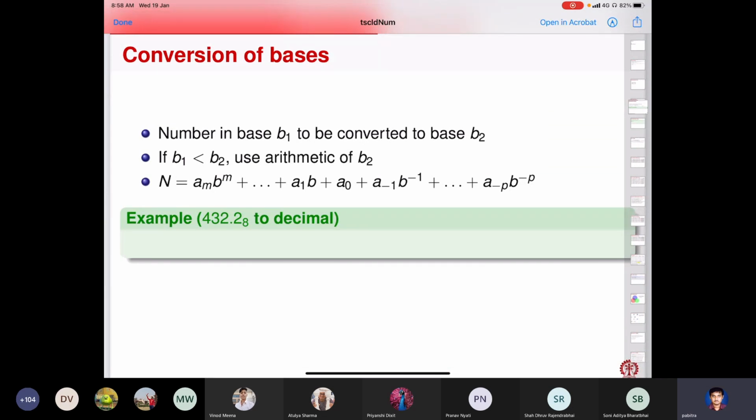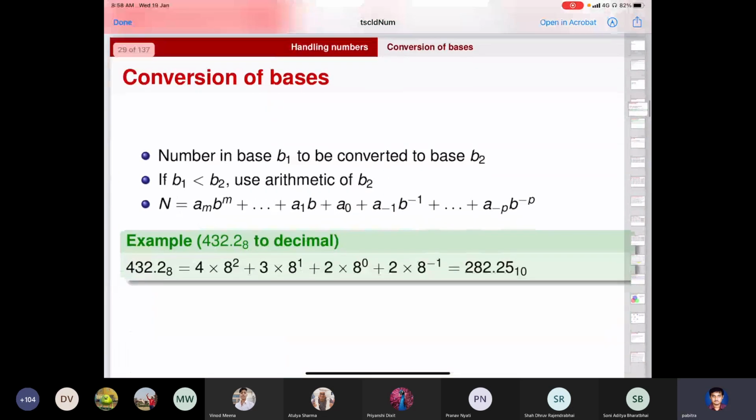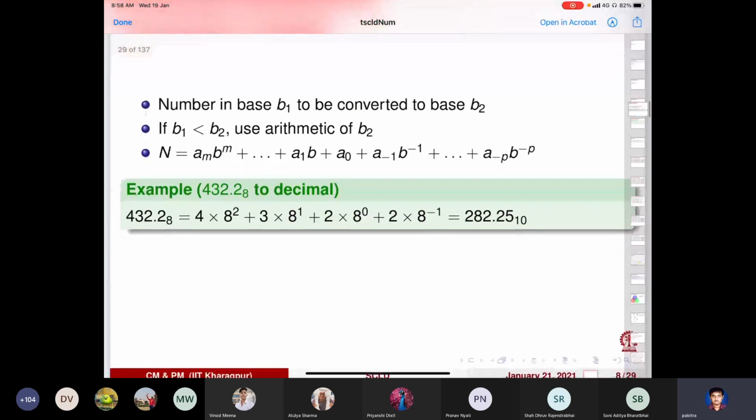So this basically means that, let's give an example for this. Suppose I have a number 432.2 base 8. I want to convert it to decimal. So B1 is 8 and B2 is 10. So maybe I can use the arithmetic of base 10 to do this conversion. Let's see what this means. This basically means that I'll just use this formula.